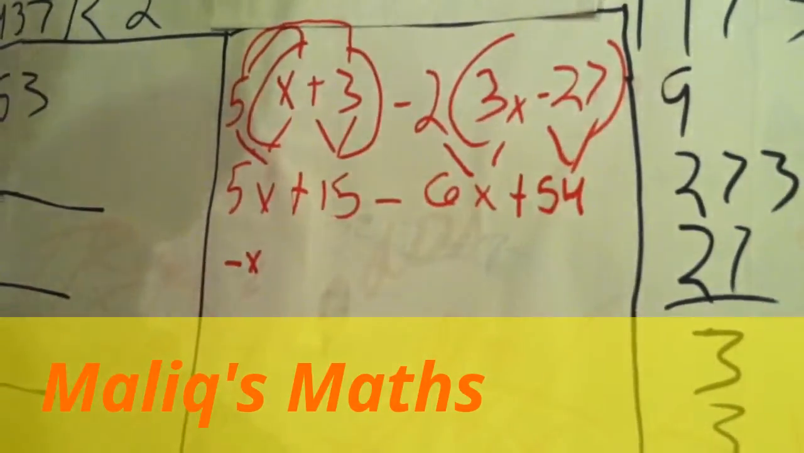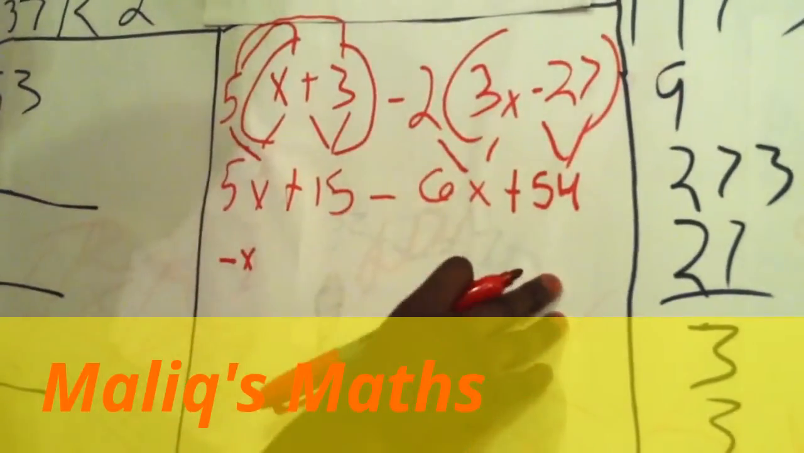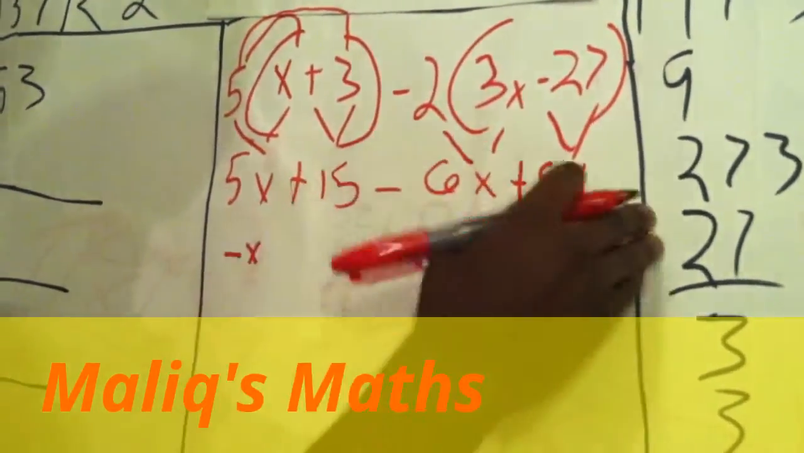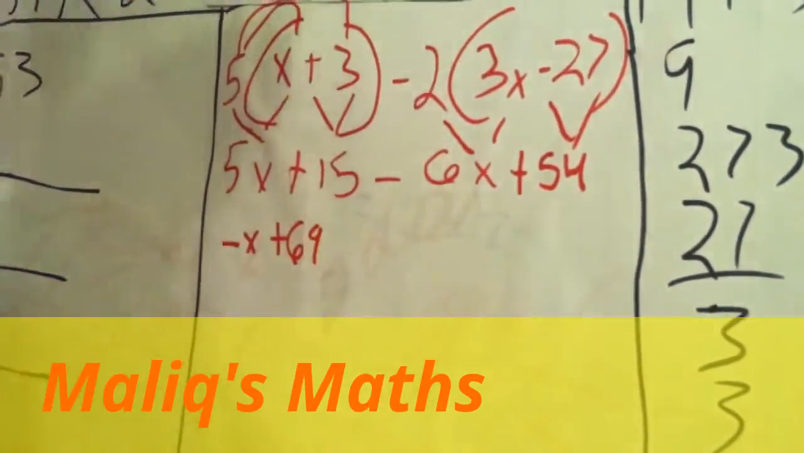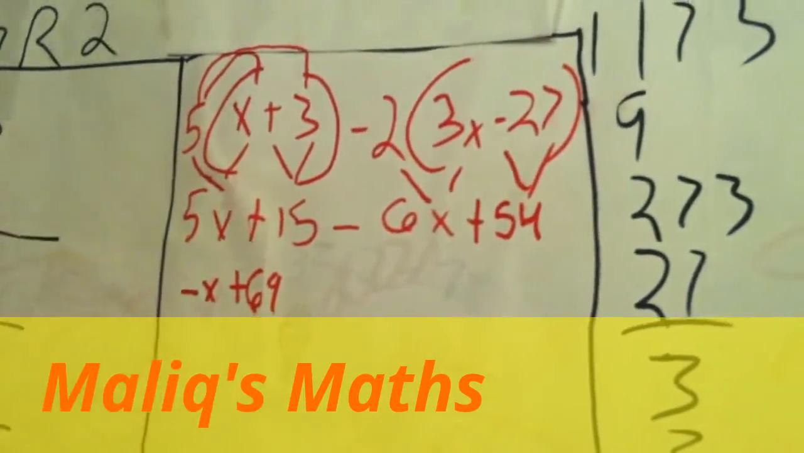15 plus 54, 69. And here go your final answer.